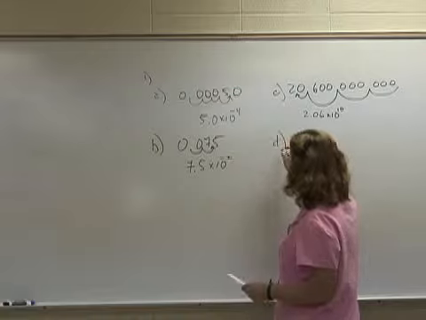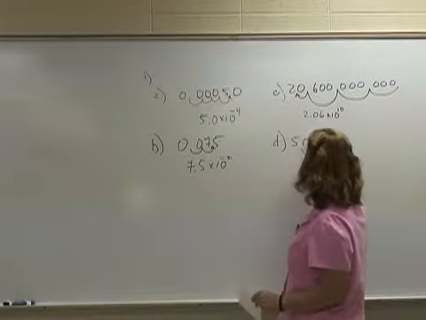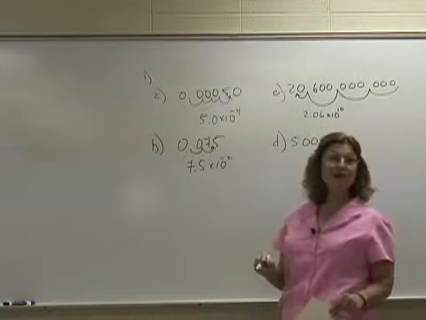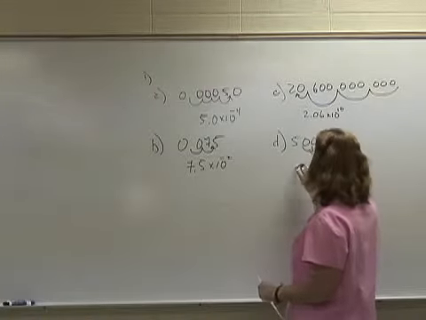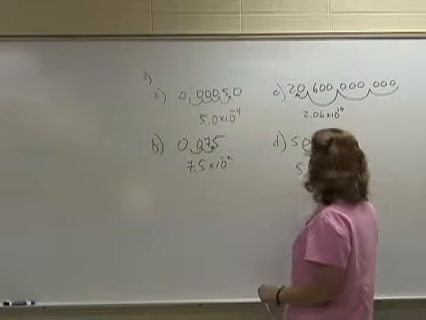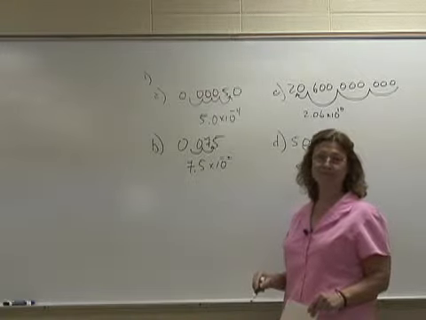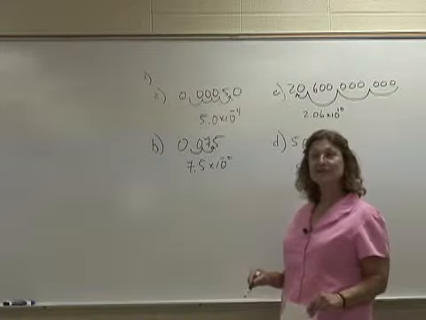For D, the number is 5,000. And so I have to move that decimal 3 places. So it is 5 times 10 to the 3rd. That is the answer to number 2.